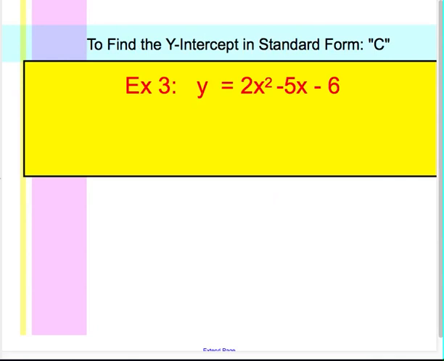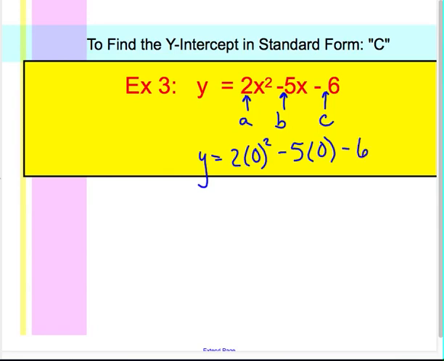And finally, we're going to take a look at it in standard form. The simplified version of finding the y-intercept in standard form is just finding that c value. Remember, the coefficient of x squared is a, the coefficient of x is b, and the constant value is c. The reason this is a shortcut is because when we substitute 0 for x, our first term becomes 0, 2 times 0 is 0. Our second term becomes 0, 5 times 0 is 0. So we're left with just that c value.